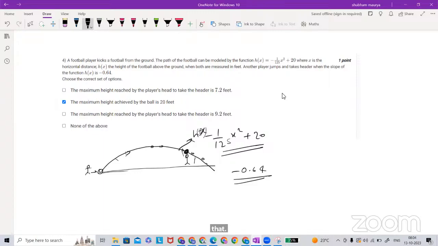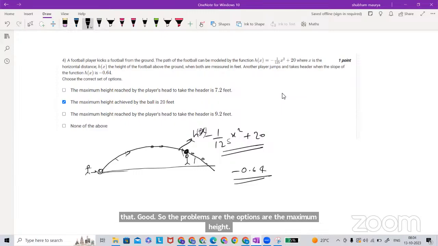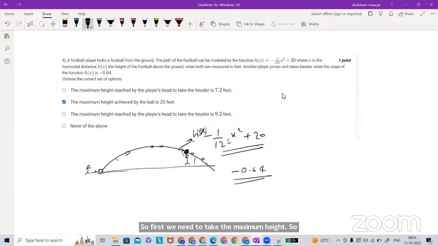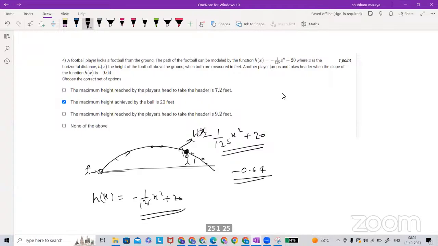So the options are about the maximum height. First we need to find the maximum height achieved by the ball. So we have h of x is equal to minus 1 by 125 x squared plus 20. So how will we calculate the maximum height? Vertex, sir. Where the slope is 0, or directly you can use the formula, x is the axis of symmetry.